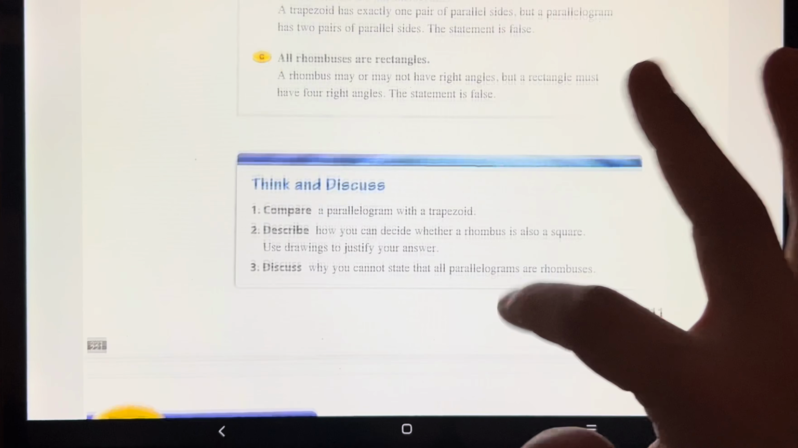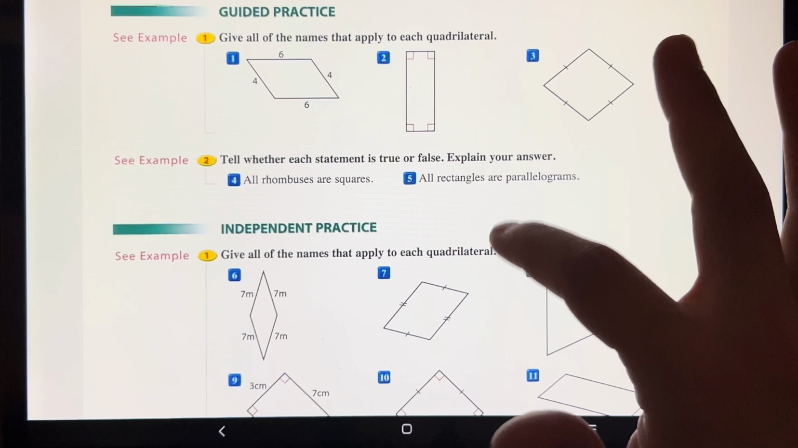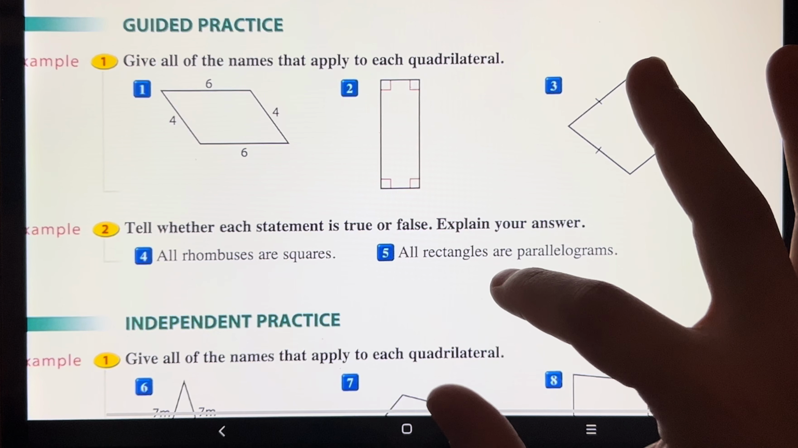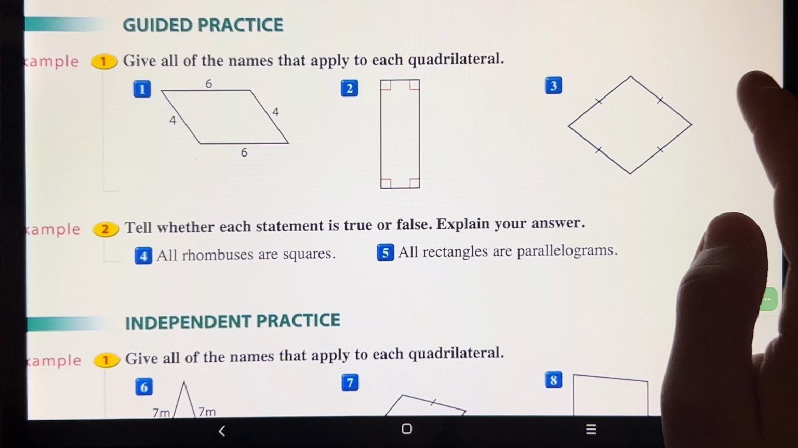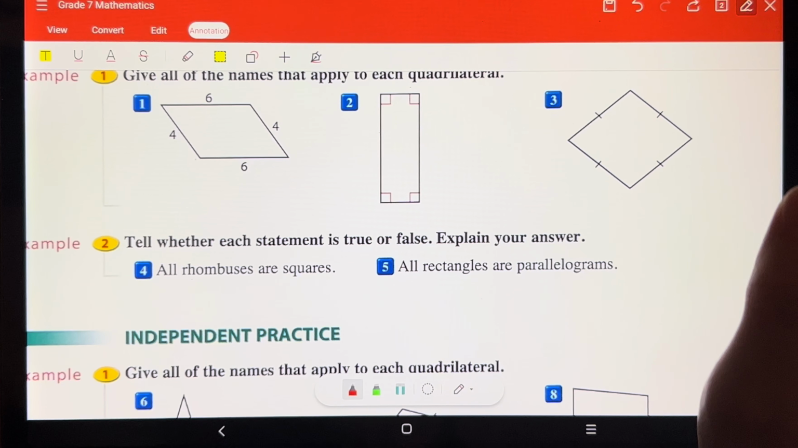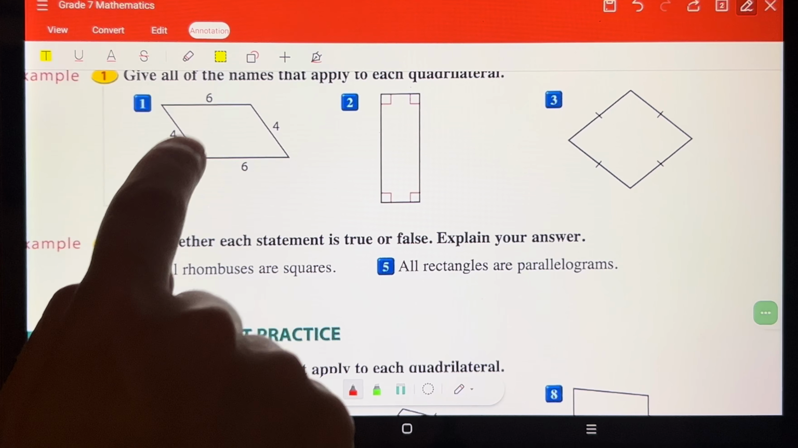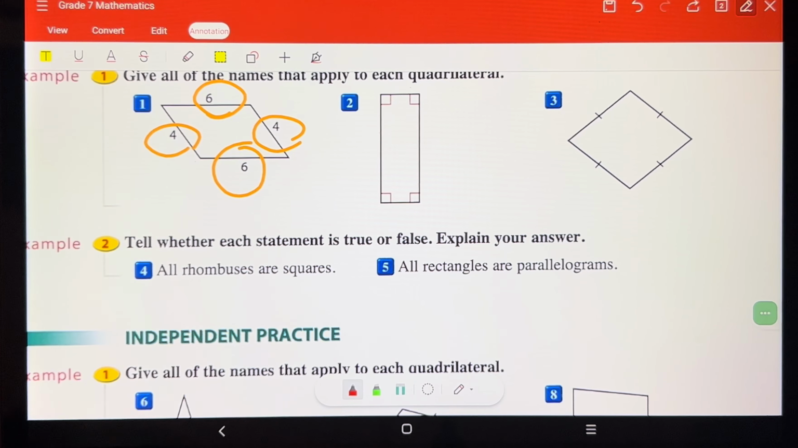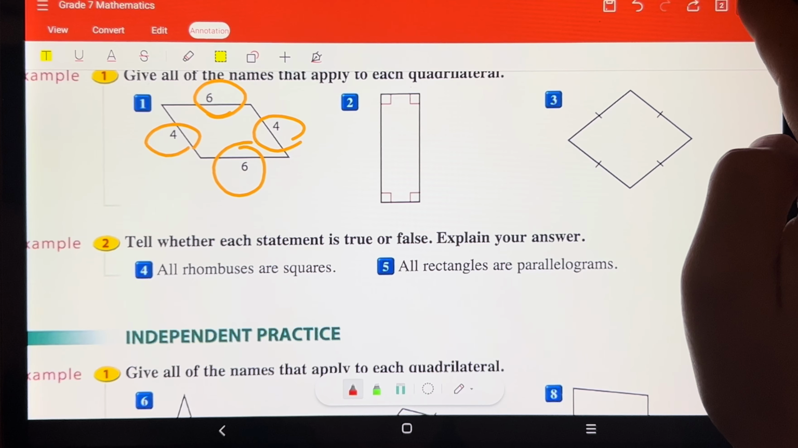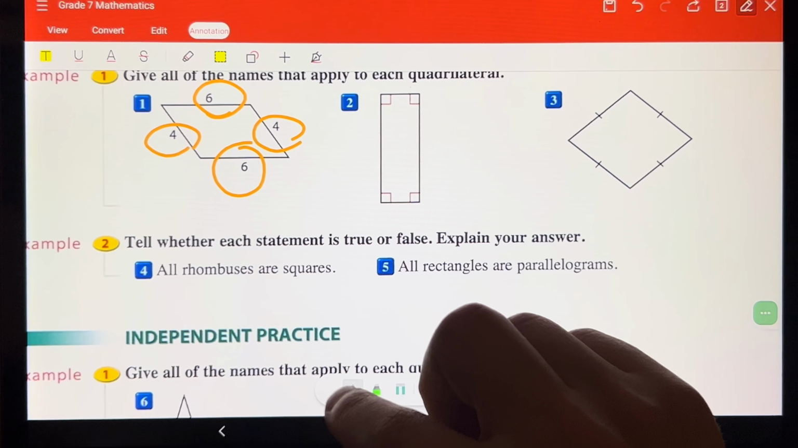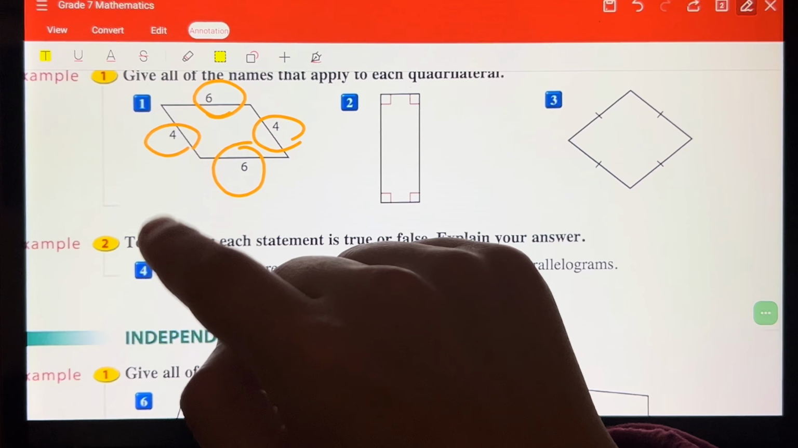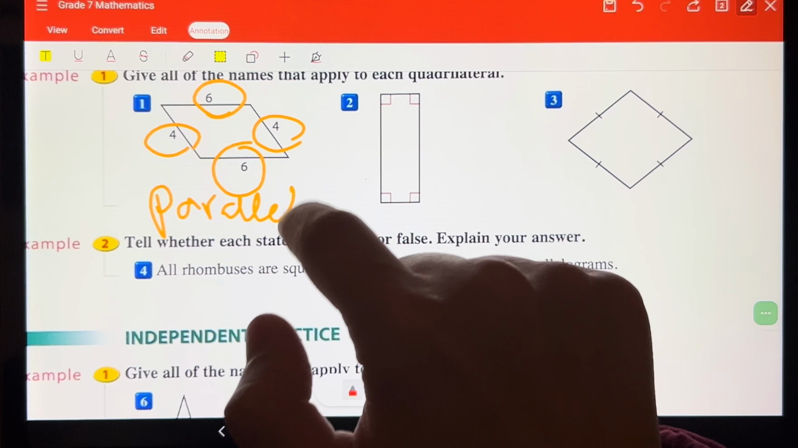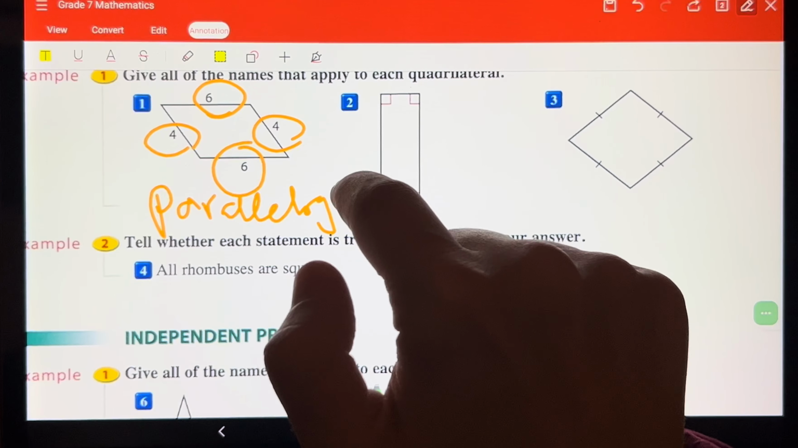Okay, dears. We've got some questions here. It says, give all the names that apply to each quadrilateral. For the first one, you can see that 4 and 4, 6 and 6, okay? And the angles inside, they're not right. So I will definitely call this shape a parallelogram. A parallelogram, okay, dears?